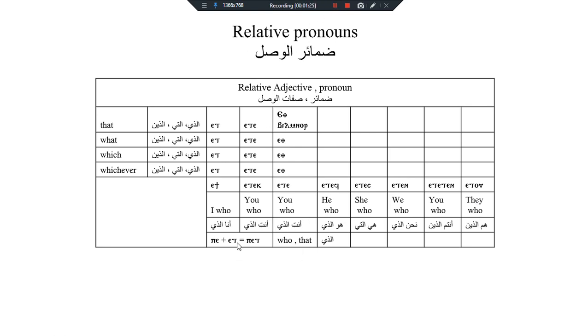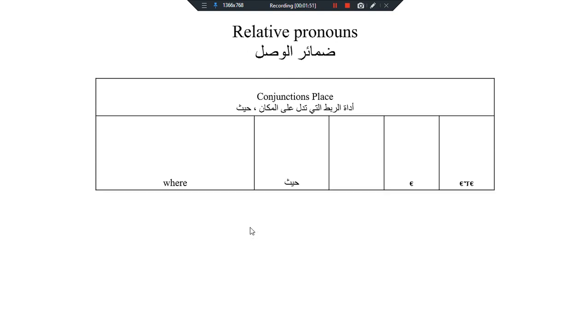It can also be combined with the verb to be, be plus it, and becomes bit. Sometimes it's defined as be for masculine and it, but most people agree it's the verb to be plus it, and it becomes bit. It means who is, or that is, or which is. The relative pronoun is sometimes used as a conjunction related to place. It means where, and sometimes it also means when.